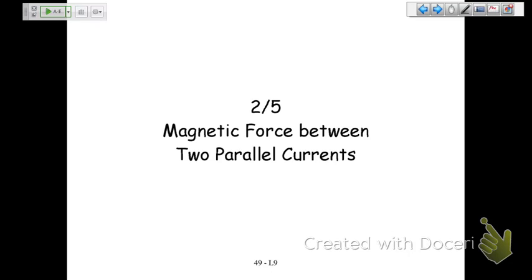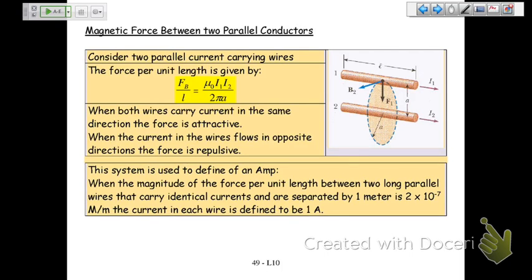So, how am I doing for time? 10 minutes. Okay, magnetic force between two parallel wires.